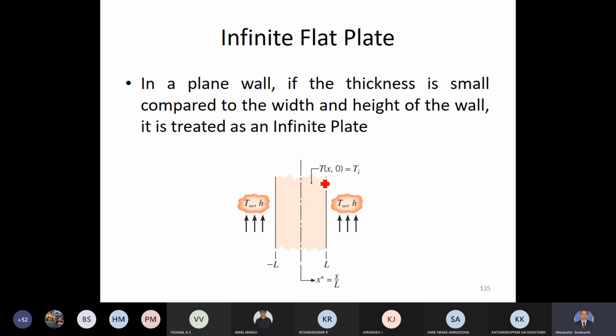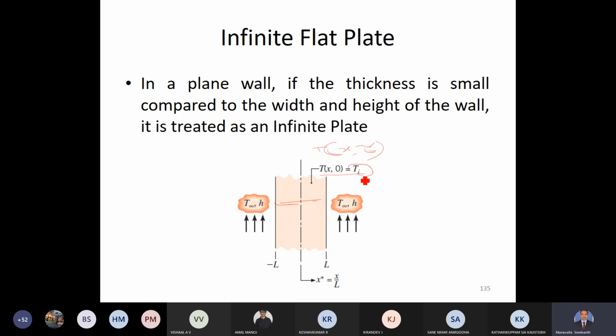Let us say this is a way of expressing the condition. You see here, temperature as a function of x, that means as a function of space, and the other one, 0. The second one is actually space and time. So in this case, x is any x, anywhere in this region, initially, that means time is equal to 0, temperature is Ti.